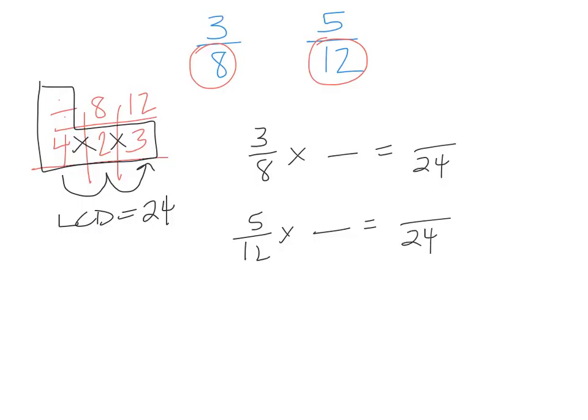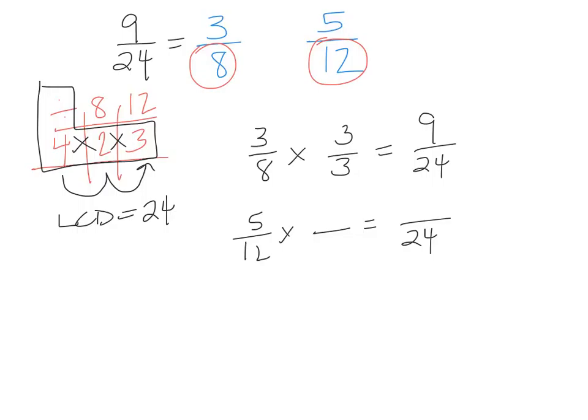And now I'm going to fill it in. 8 times 3 is 24, so I'm going to also put it on the top. 3 times 3 is 9. So 3/8 is the same as having 9 over 24. So I write my equivalent fraction over to the side.